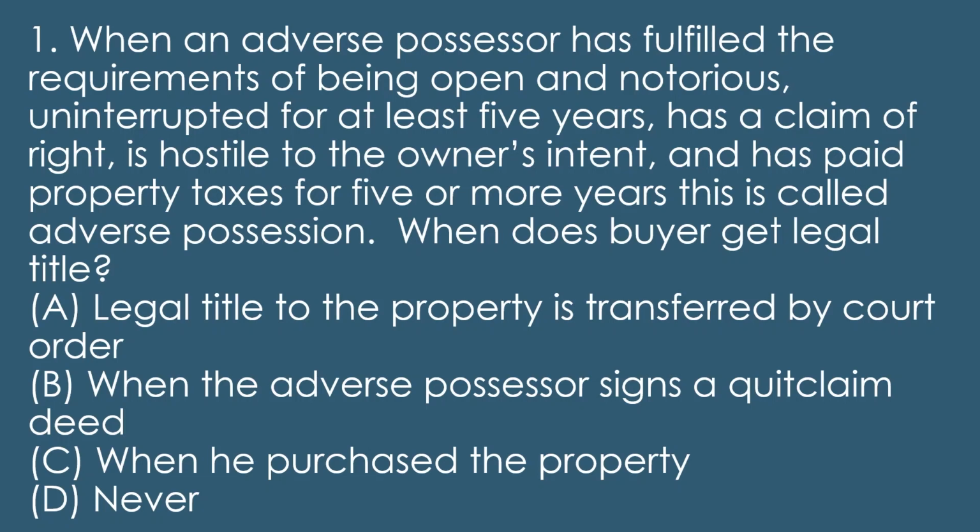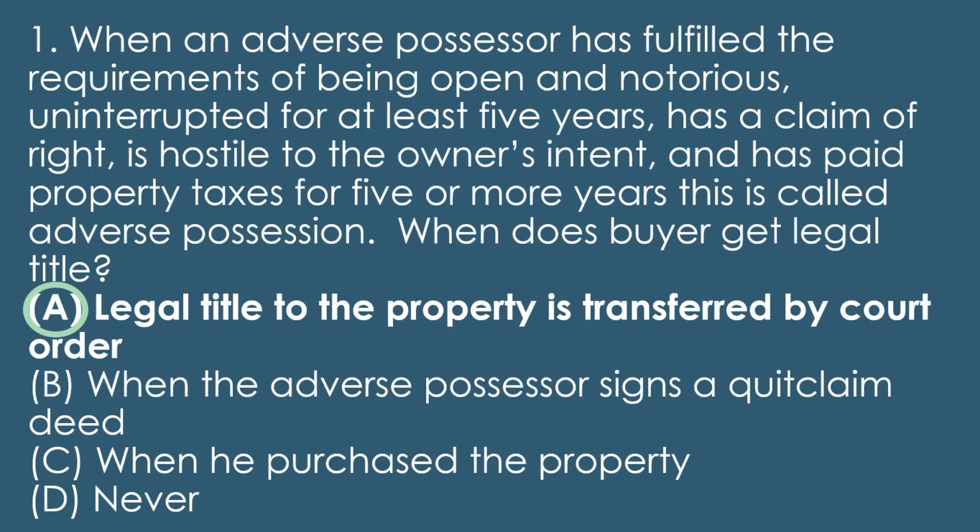It's hostile to the owner's intent. It's bad for your neighbor, but they're letting it happen. And you've even been paying property taxes for the last 5 years or more. How you're doing that is the tax assessor has issued a map, and the map actually shows that strip of land that you've been using, you actually own it and you're paying taxes on it. So if that's the case, then you would actually own that property through adverse possession. But to actually get the title to it, you have to get legal title. Transferred by court order is going to be the correct answer.